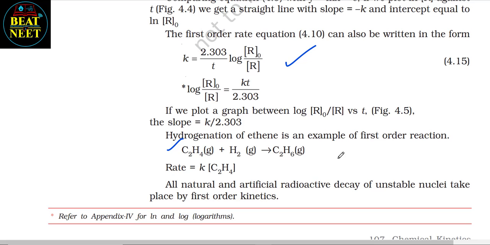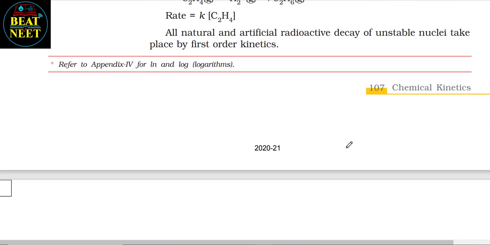Hydrogenation of ethene is an example of a first order reaction. C2H4 plus H2 gives C2H6. Rate is equal to k [C2H4]. All natural and artificial radioactive decay of unstable nuclei takes place by first order kinetics.